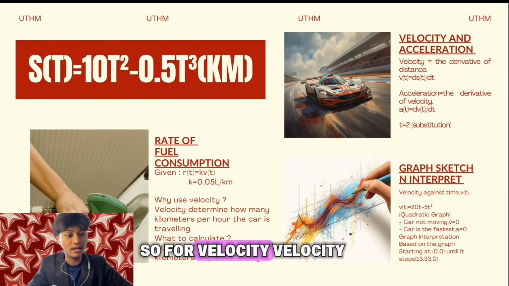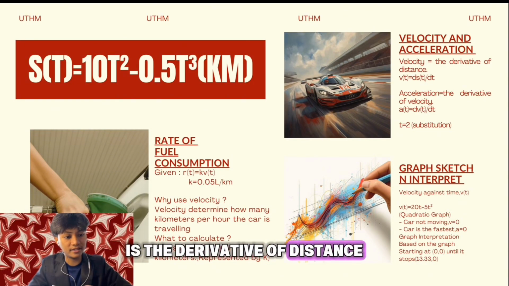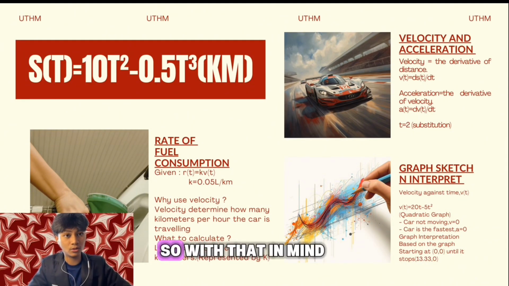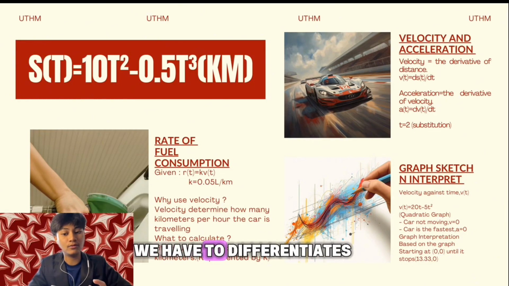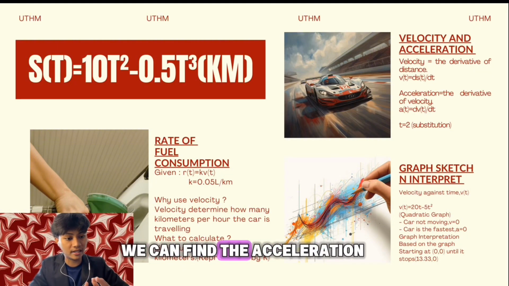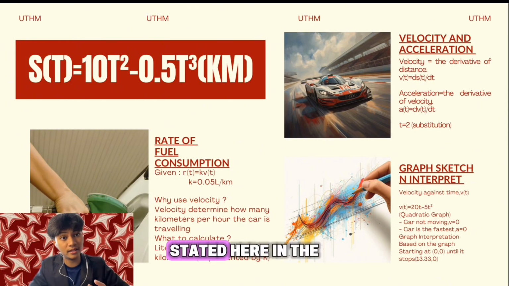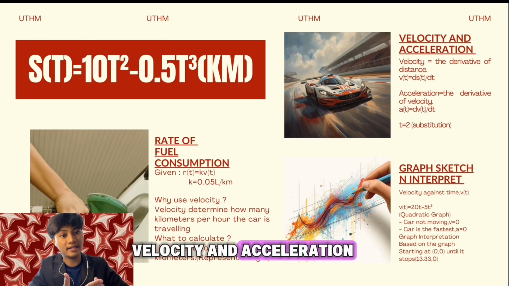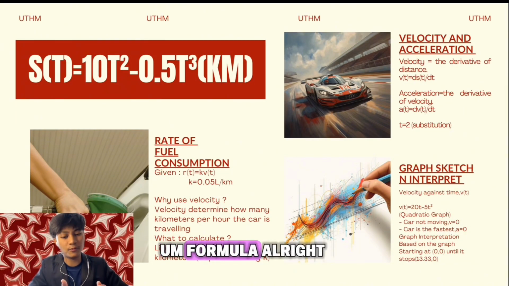So velocity is the derivative of distance, while acceleration is the derivative of velocity. With that in mind, we have to differentiate the main equation, S(t), to find velocity, and then after we find the velocity, we can find the acceleration. It is also stated in the problem to find these after 2 hours. So we can say that t equals 2, and we have to substitute 2 into the velocity and acceleration formulas.